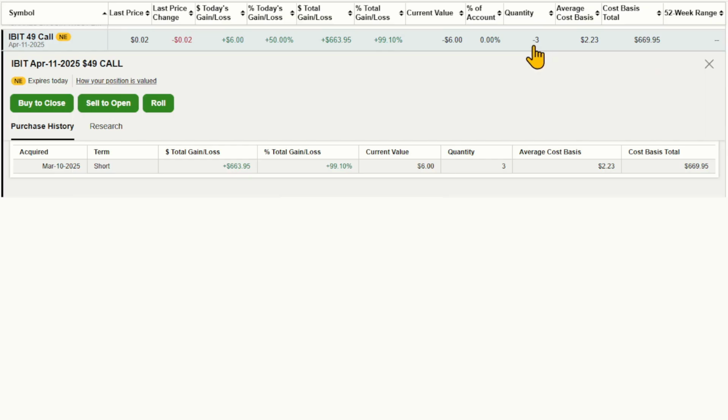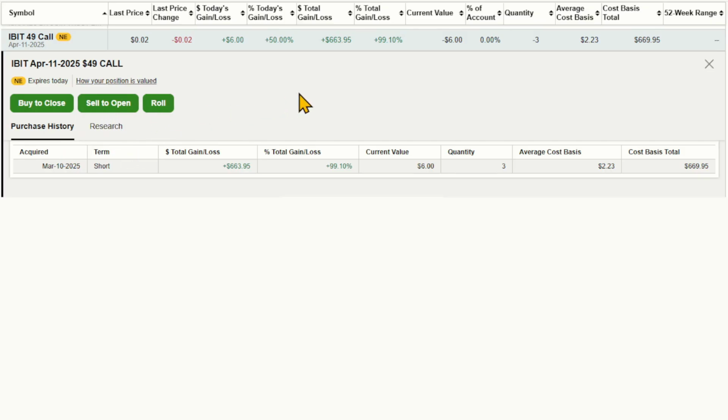Again, this was 3 contracts that I sold, and if I wanted to buy to close them right now, it would cost me around $6. That's the current value. So rolling an option is essentially closing out your old option, right? It's buying to close and then selling to open, but you're doing it all in one step.